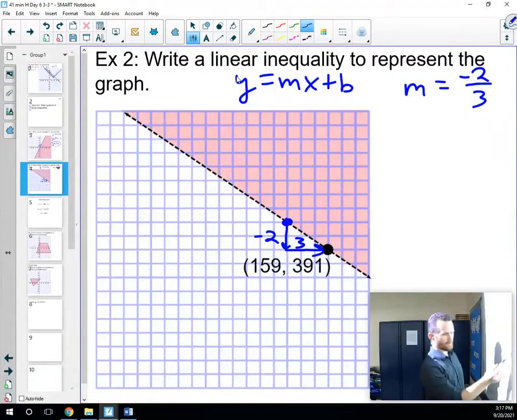Let's just double check that. So let's see, down 2 over 3. Let me write that in. Yep, that would work. And in the other direction, it would be up 2, left 3, up 2, left 3. Yeah, that's the correct slope. You always want to check that more than once. Check it a few times.